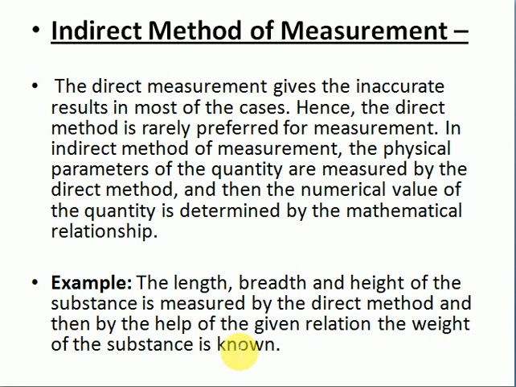Or in an electrical example, like any electrical circuit, I put an ammeter in series and a voltmeter in parallel, because I have to find the power. Power is V into I, voltage into current. The ammeter gives the current and the voltmeter gives the voltage, and then power V into I, we find the power by the indirect method.